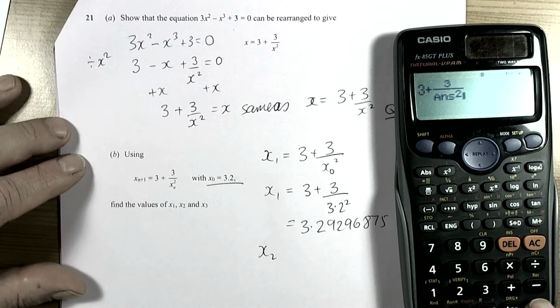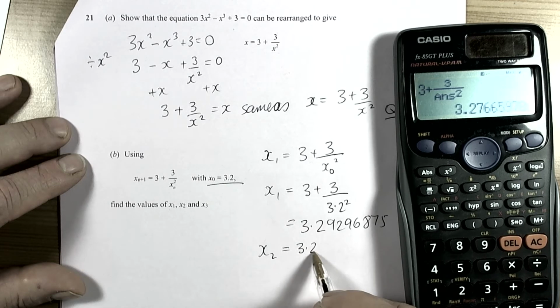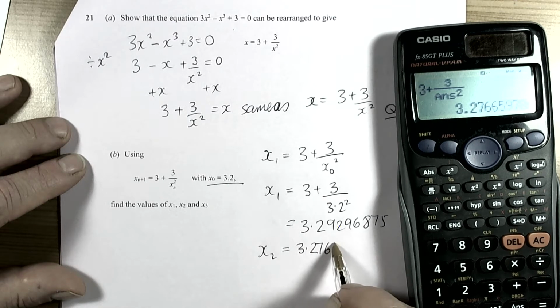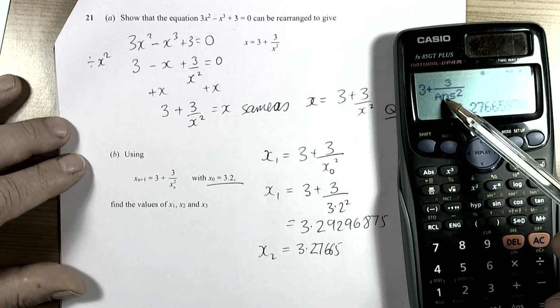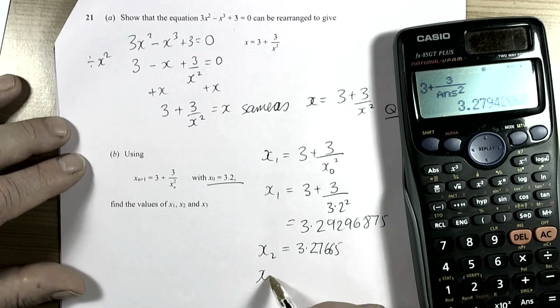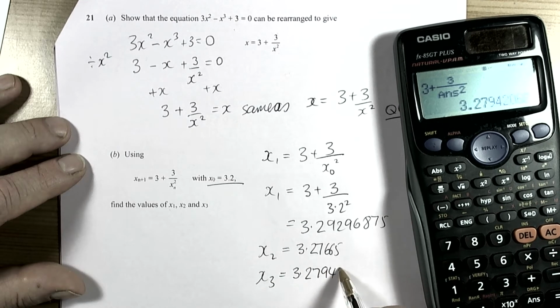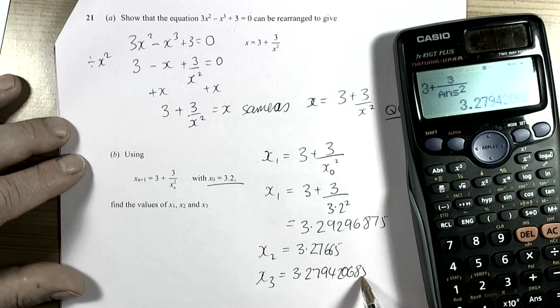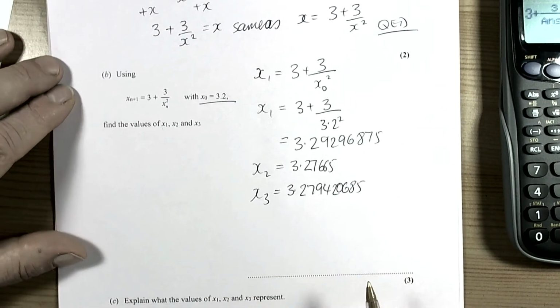So now we're going to use the previous answer. That's the way these calculators work, so that gives us our next value, which is going to be 3.27665. And again, because we're using the answer key, we can just keep pressing equals now, and it'll tell us the next value. So x3 is 3.279420685. Okay, so those are the values for the question.